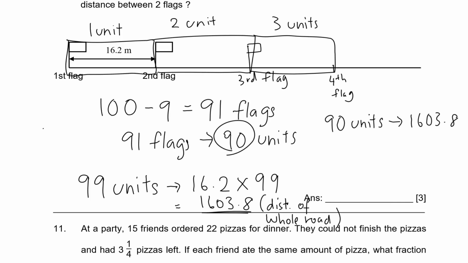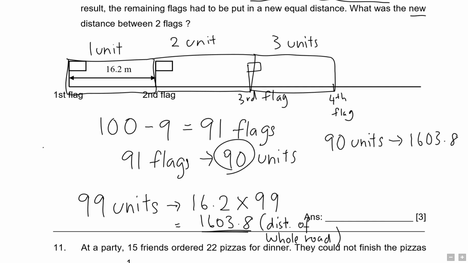Okay? And we want to find out the distance between two flats, which means 1 unit. So we are getting close to the final step. 1603.8 divided by 90, which gives us the distance between two flats, 1 unit itself. Okay, so this will be the answer. I'll leave you to use your calculator to find out the answer. Remember to write out the units in meter.